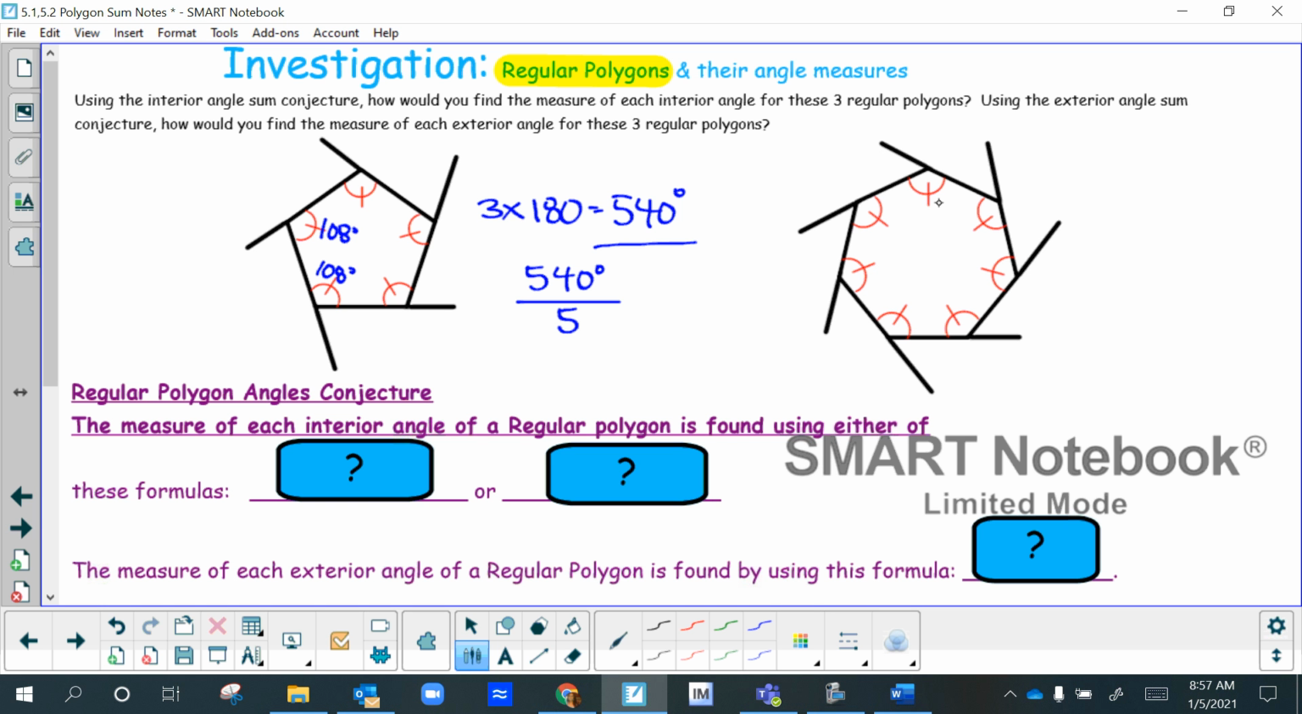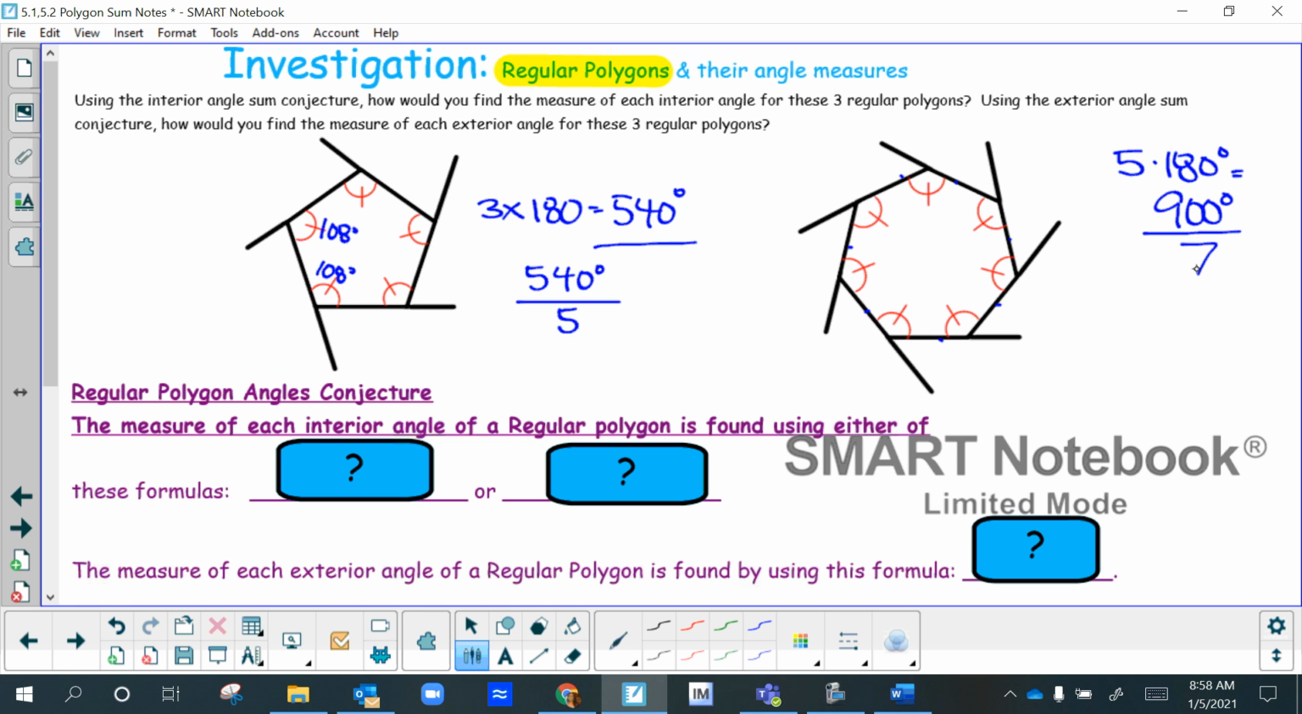Let's do this other one over here. How many sides does this have? This has 1, 2, 3, 4, 5, 6, 7 sides. If it has 7 sides, that means it has 5 triangles that would be formed with the diagonals. So I'm going to multiply that by 180. 5 times 180 is 900 degrees. So the total angles of a heptagon is 900, and then I'm going to divide that by 7 angles because I've got 7 congruent angles.